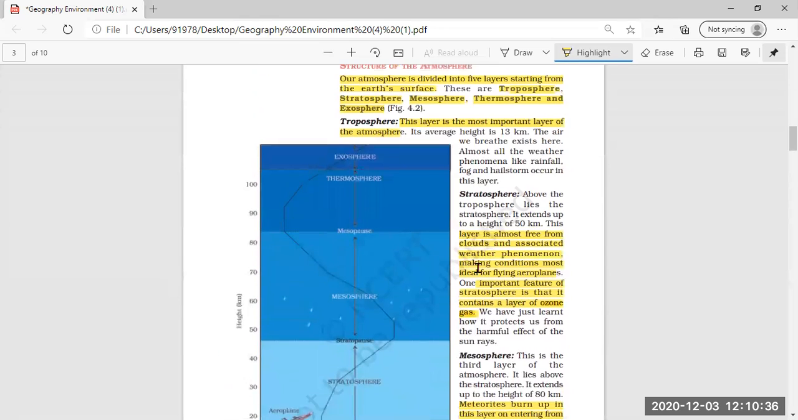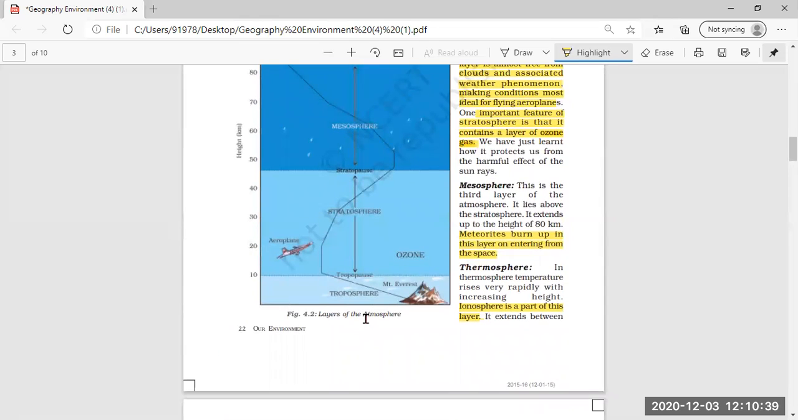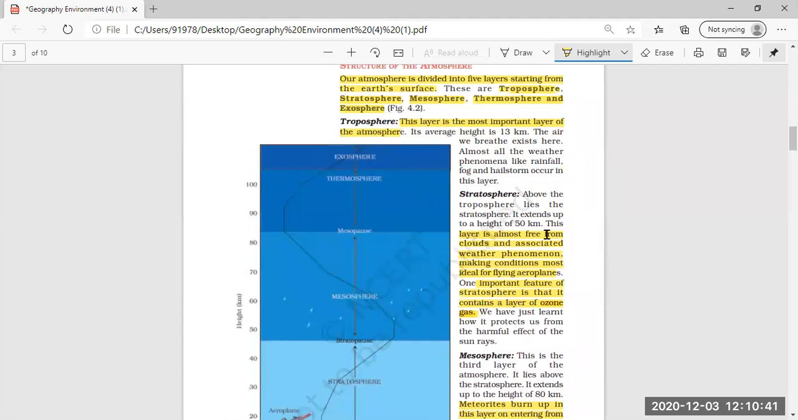So, this is the fourth layer. First, we have read about the troposphere, which is the most important layer, and all the weather phenomena are there in the troposphere.